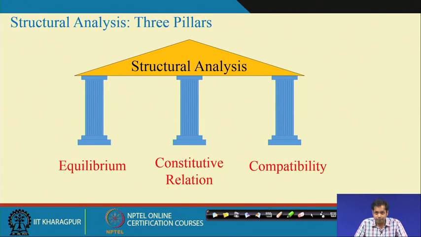Now, the third pillar, which is the relation between equilibrium and compatibility, is the constitutive relation. When we talk about the constitutive relation, there are two important ingredients of it. One is stiffness and another one is flexibility, and that is what we are going to discuss today. Okay, let's consider one example.